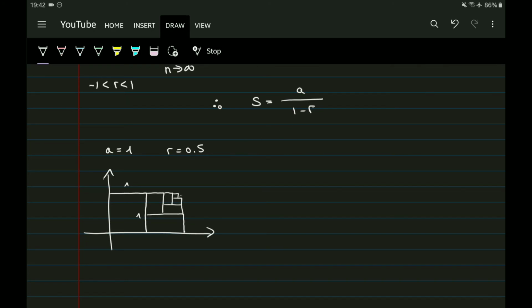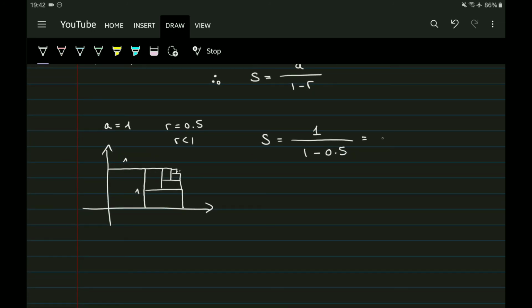So if we substitute these two values in the formula, we get that s is equal to a, which is 1, over 1 minus 0.5, and we can use this formula because r is less than 1, and you can see that the total area is 2. Wow. The reason why I say area is because I use the graph here to show that this indeed happens. I don't expect this to happen for all combinations of numbers. This is just a nice visual example as to why this happens.